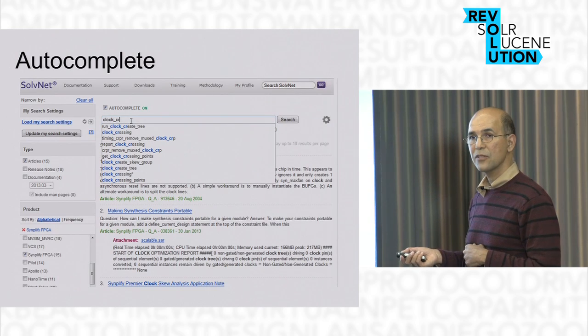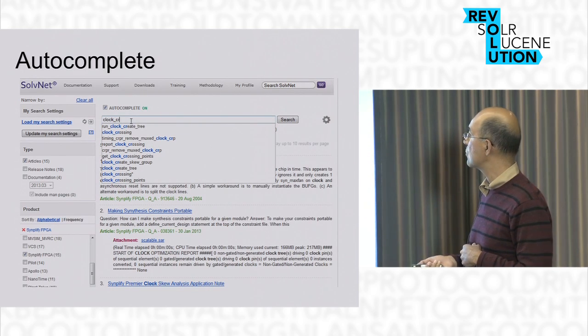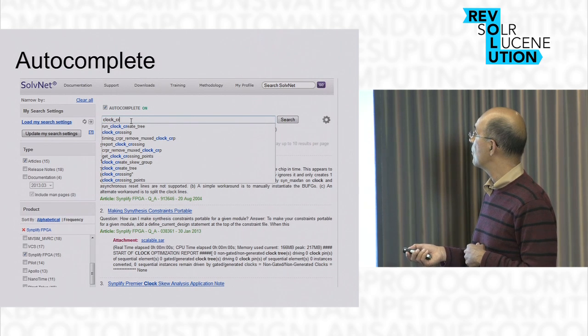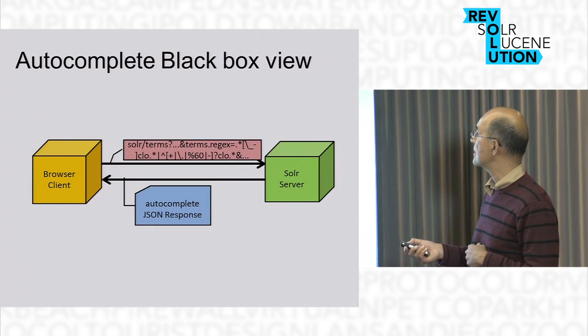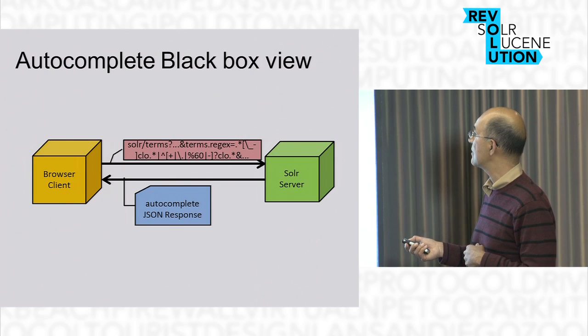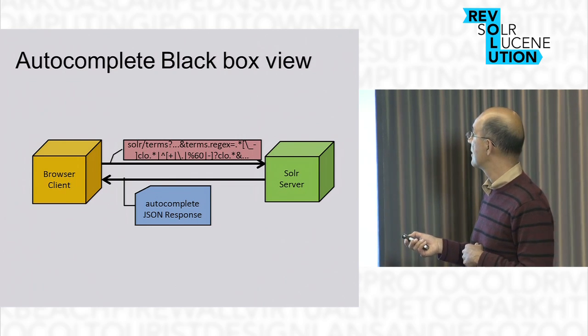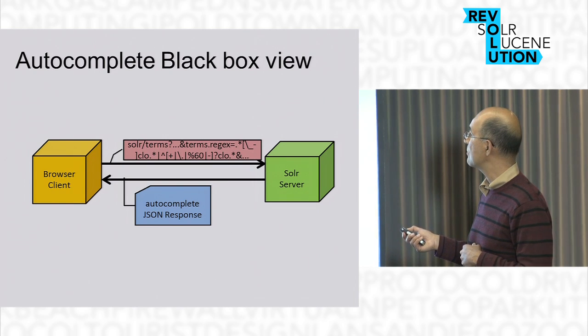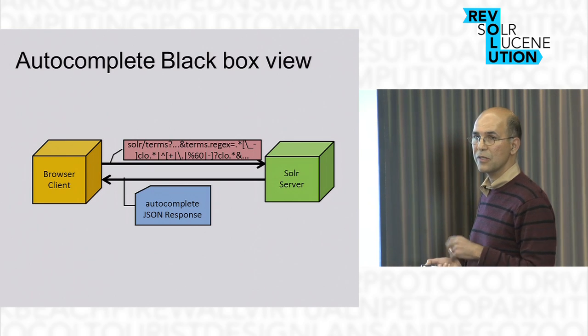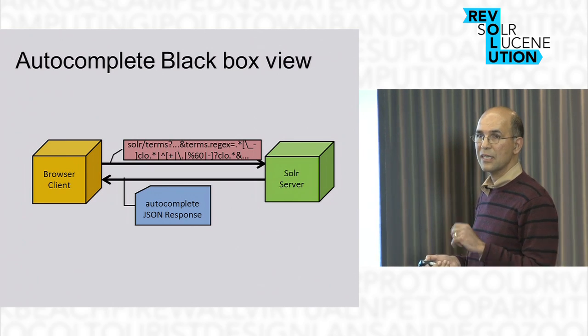Now, what happens in case of autocomplete when the user types in? What happens here is there's a different AJAX call going back to the server, Solr terms. We are using the term component. We are using the regular expression parameter for the term. And you see this dot star, these are wildcards because we are trying to address the issue of matching the text in the middle, at the beginning or at the end.